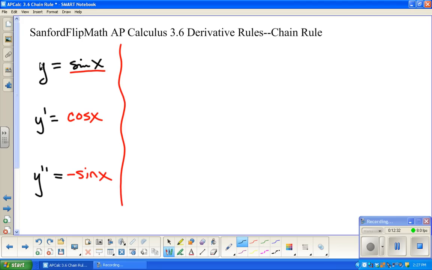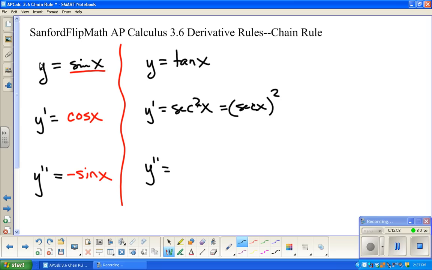Well, I could have. What makes this a little more exciting is what if I do the tangent of x? Well, the derivative of tangent is not cotangent. The derivative of tangent is secant squared of x. Now, to do the derivative of secant squared, this is now a chain rule problem.